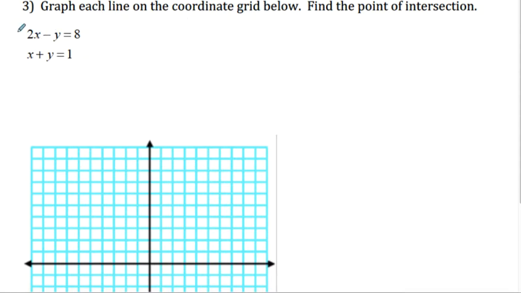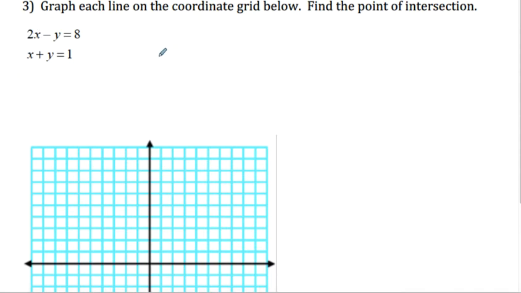Now I have to know that these are lines, and the way I always tell if something is a line is I look at the exponent of the x value. The exponent here is 1, so if the x is 1, it's linear. If it's 2, it's quadratic. So these are linear functions.